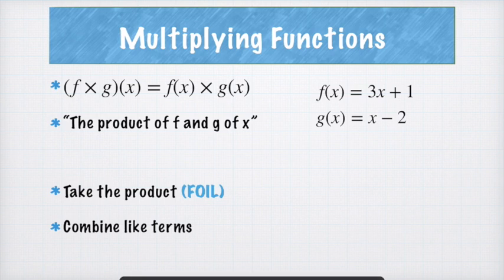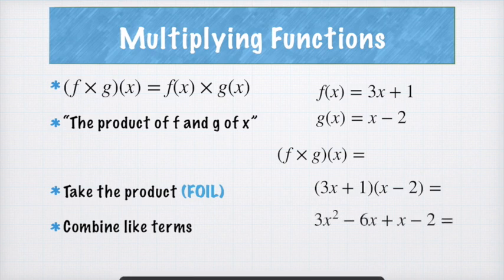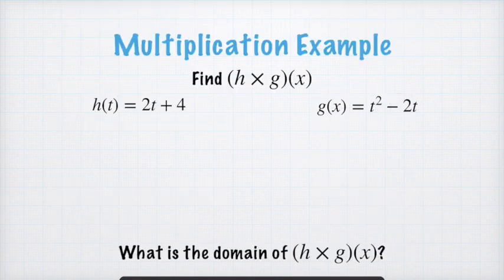So we have our f of x and g of x again. We're going to multiply them together and write them out. So we have 3x plus 1 times the quantity x minus 2. When we FOIL it out, so we do first, then outside, then inside, and last, we get 3x squared minus 6x plus x minus 2. And that's going to give us 3x squared minus 5x minus 2 after we combine all of our like terms.